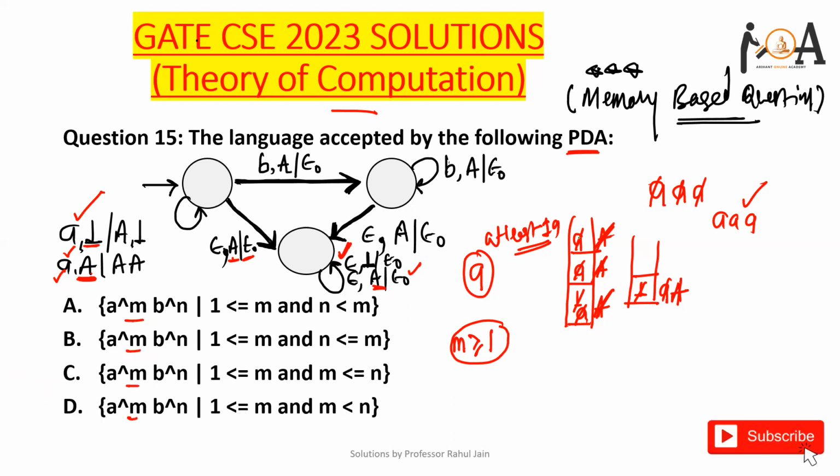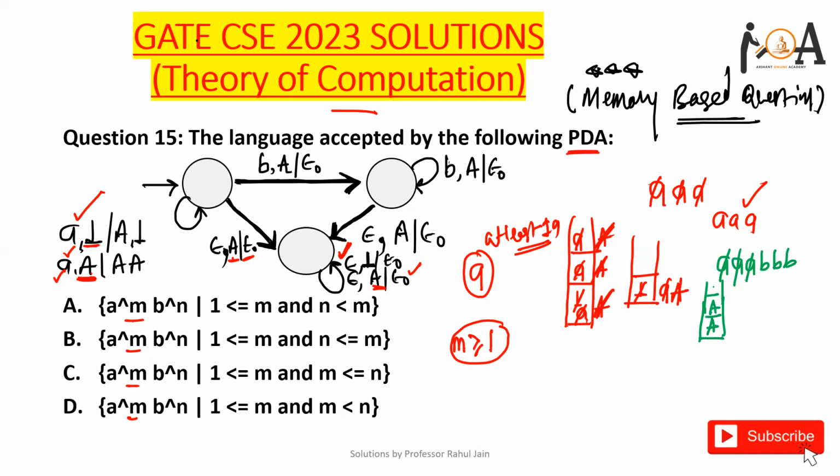Now, let's say there are some occurrences of b also. So let's say we have a string like a, b, b, and b. In that case, what will happen? Small a, we can replace with capital A here. Again, small a, we can replace like this.